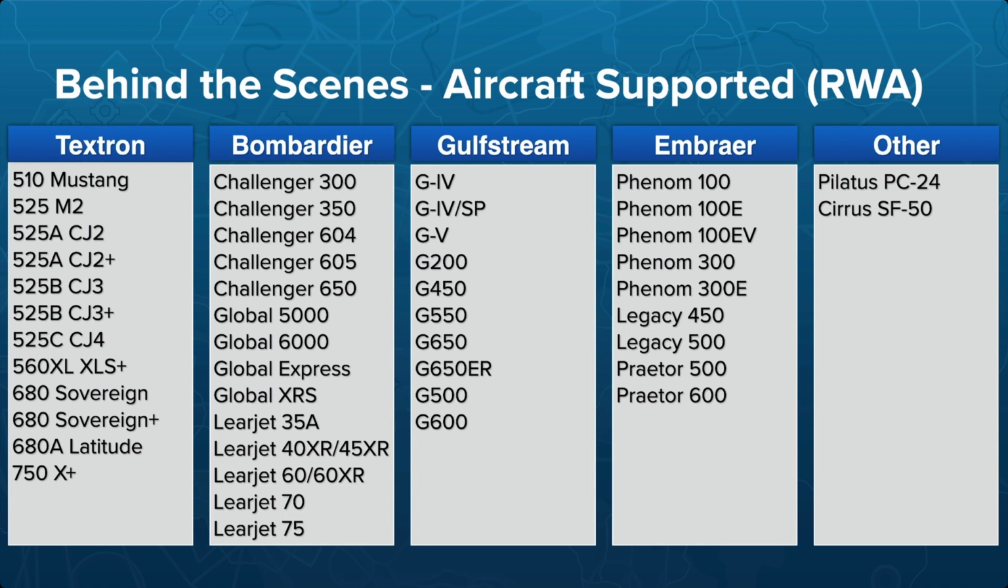You'll see here that we support a number of Bombardier, Embraer, Gulfstream, Pilatus, and Textron models today, and the team is working hard to support more aircraft every month. So definitely keep an eye on foreflight.com/RWA, and there's a place there for you to subscribe where you can receive notifications when we release new tranches of aircraft. And now I'll turn it over to Michael.